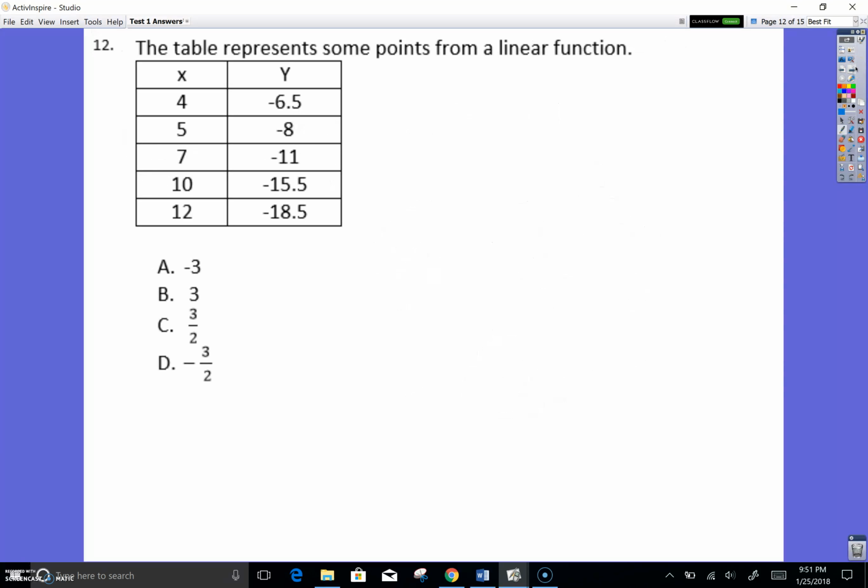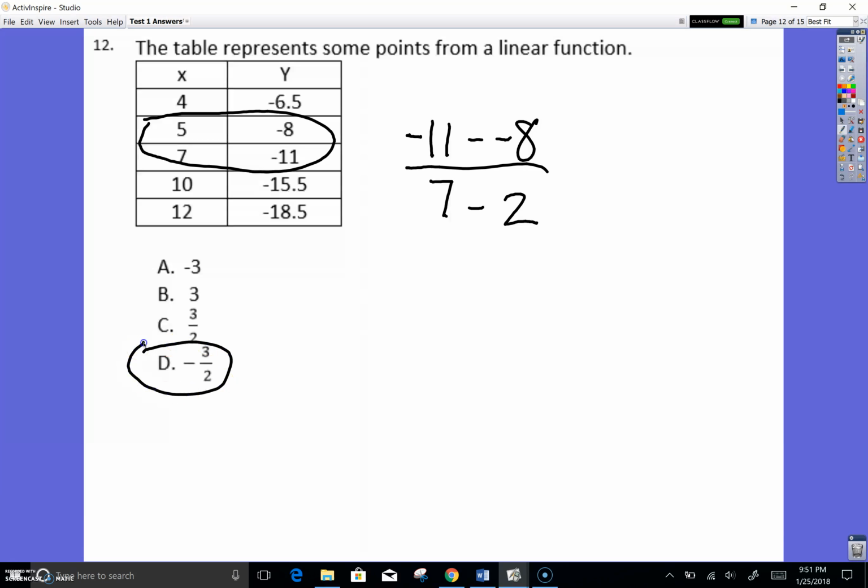Number 12, the table represents some points from a linear function. Okay, these are all decimal. I like to use non-decimal. Negative 11 minus negative 8. 7 minus 2. You put that into a calculator and you should get negative 3 over 2.